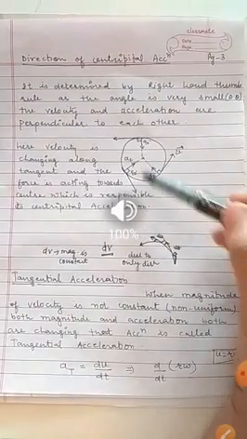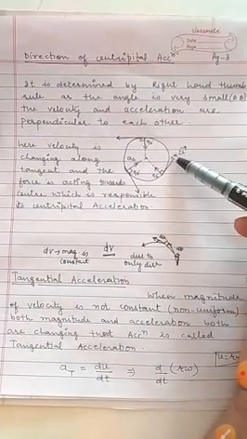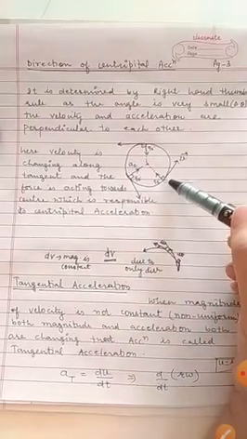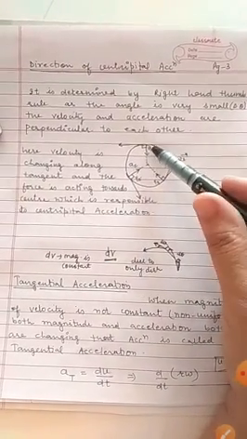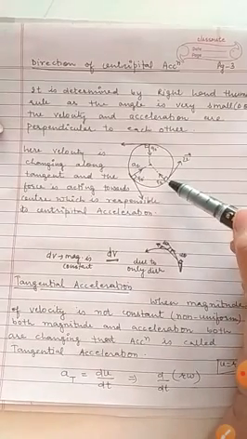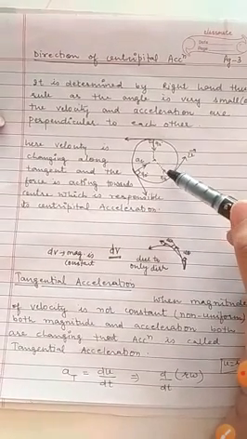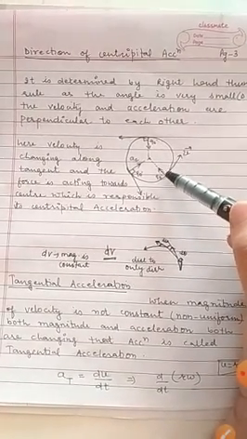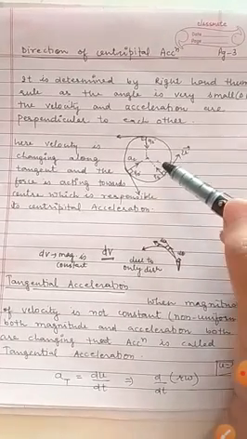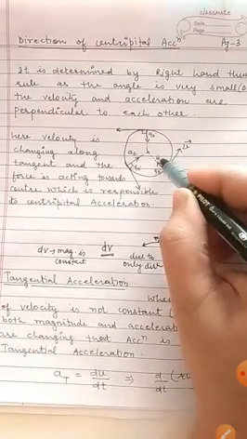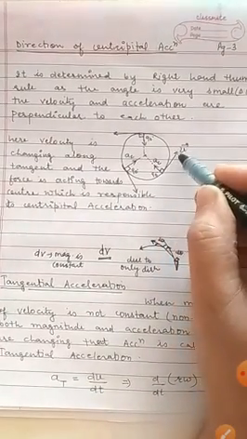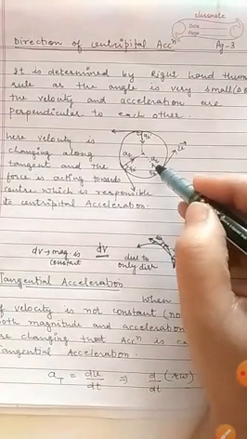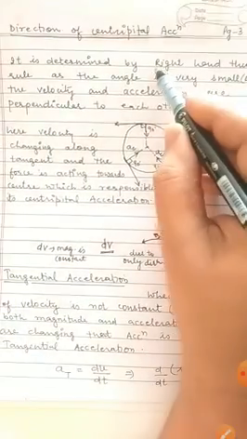From the figure, it is clear that the particle's velocity is along the tangent to the circle, and a force is responsible to move this particle along the circular path, and that force is acting towards the center. That is known as centripetal force, and that force generates the acceleration towards the center itself. Hence, you can say this centripetal acceleration is at 90 degrees to the velocity vector, and the direction of this centripetal acceleration is determined by the right hand thumb rule.